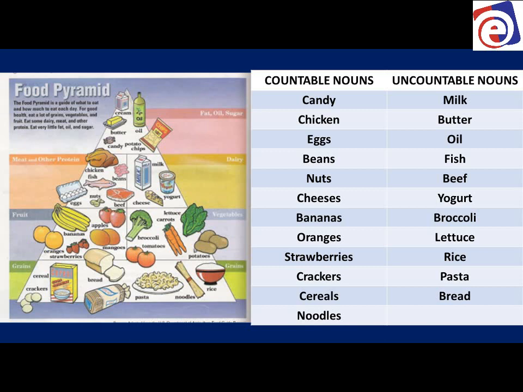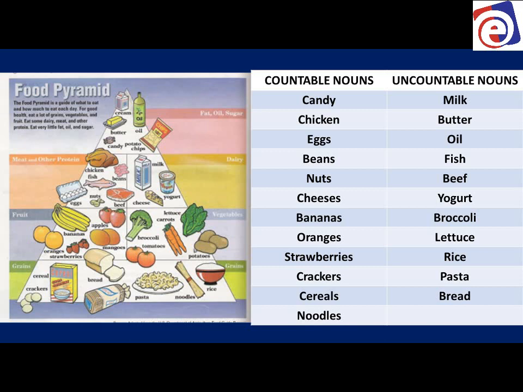Fish. We need to hear the SH. It's not fis. Fish. SH. Fish. Beef. You need to hear the F at the end. Beef. Yogurt. Yogurt. The UR makes the sound. Yogurt. Broccoli.